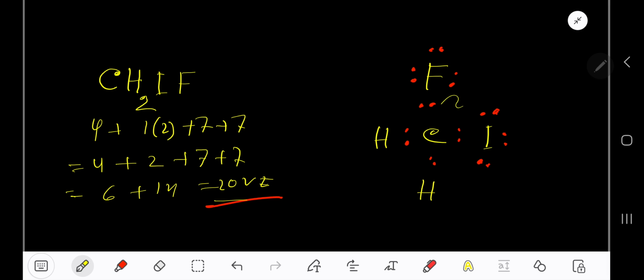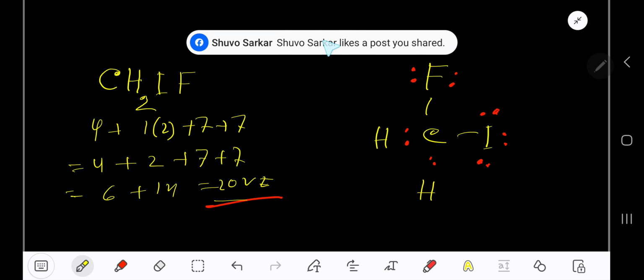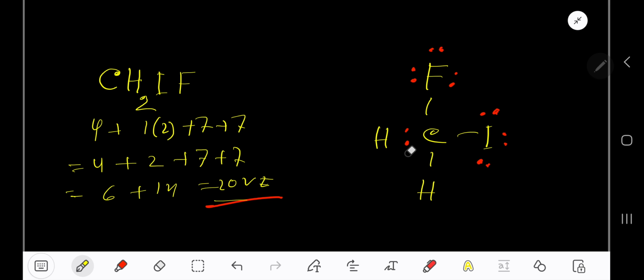So we can say that this is the Lewis structure. We can replace this bonding pair by a line. So this is the structural formula or another way of writing the Lewis structure for fluoroiodomethane.